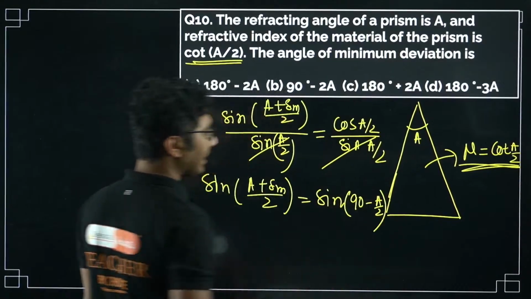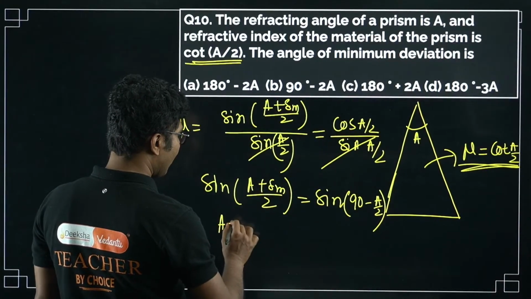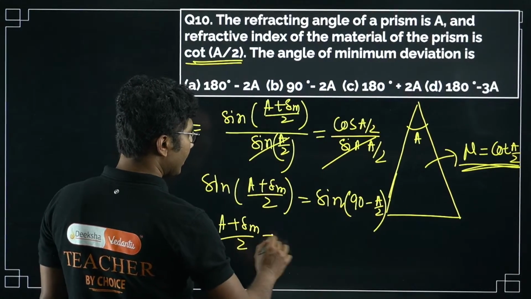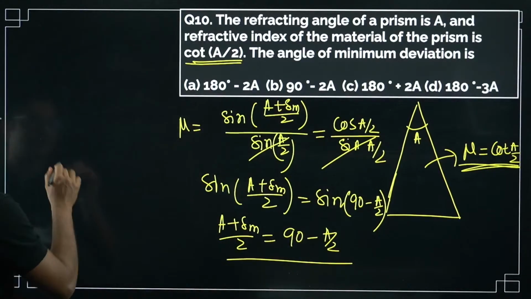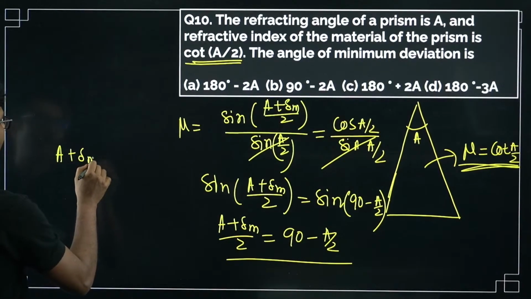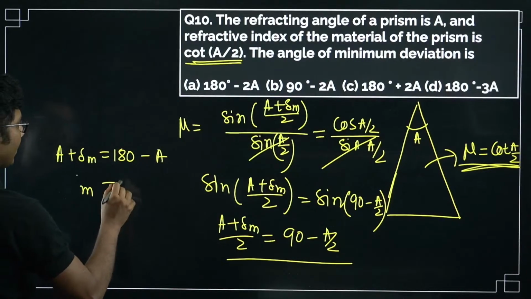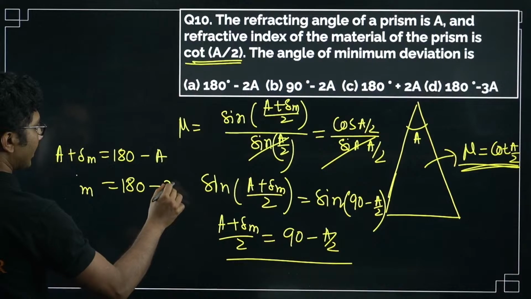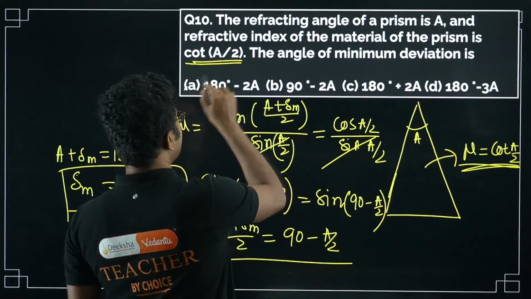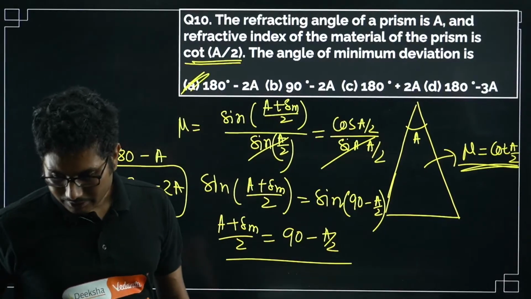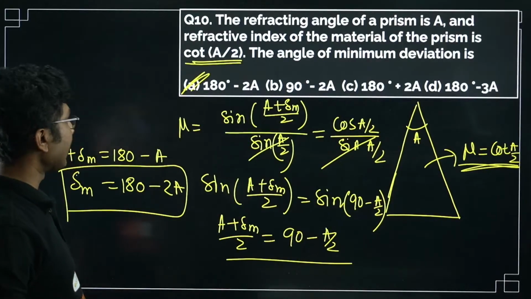Right? Complementary angle rule. Now we can cancel the sine from both sides. We can write (A plus delta m) by 2 equals 90 minus A by 2, or we multiply 2 on both sides. So we get A plus delta m equals 180 minus A, or delta m equals 180 minus 2A. So this is the answer: 180 minus 2A, option A is the answer. Yes, Narayana, Big Bang, Chaitra, everyone is correct.